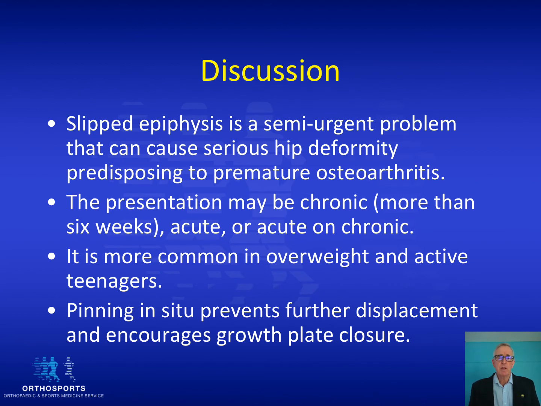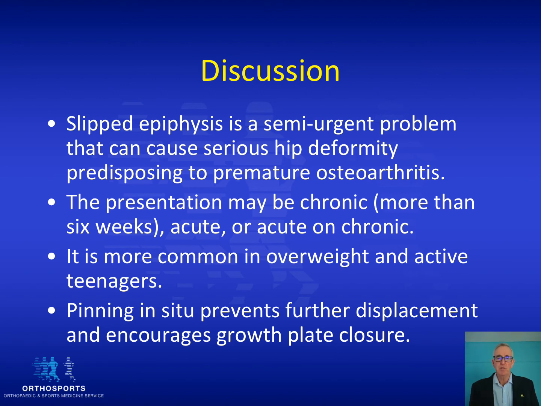Slipped epiphysis is a semi-urgent problem that can cause serious hip deformity predisposing to premature osteoarthritis. The diagnosis is commonly delayed. The presentation can be chronic, more than 6 weeks, acute, or acute on chronic. It's more common in overweight and active teenagers, but also occurs in normal weight, sporty kids.